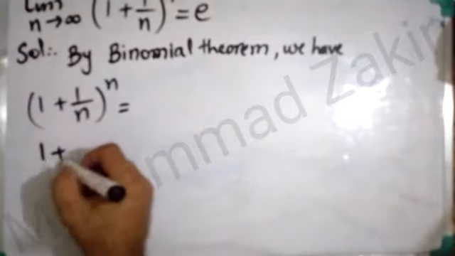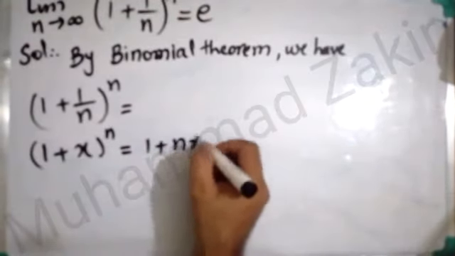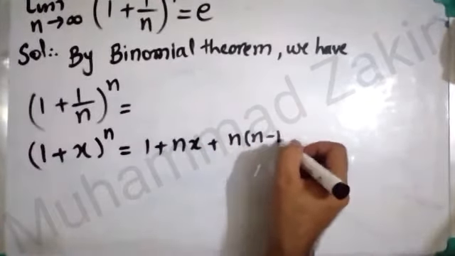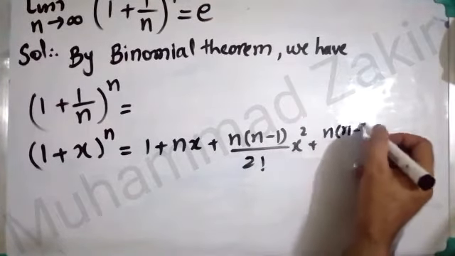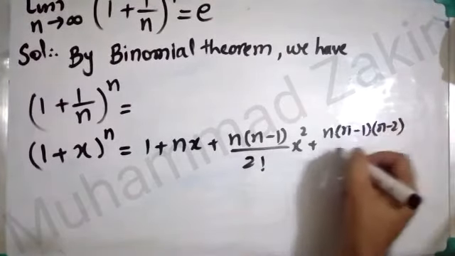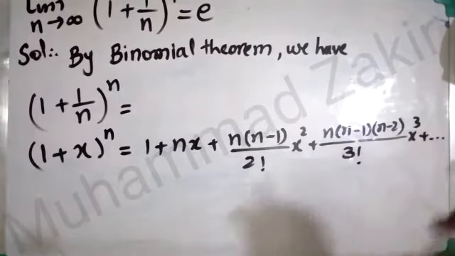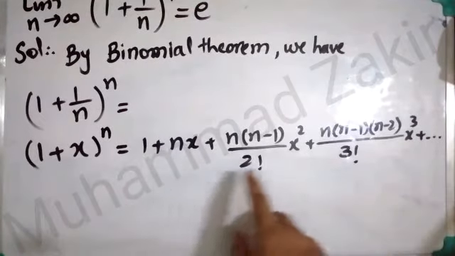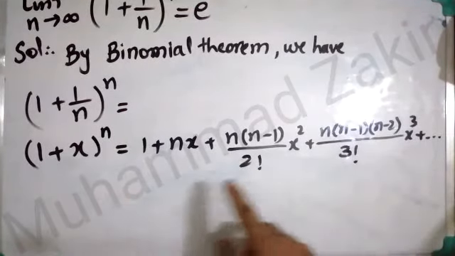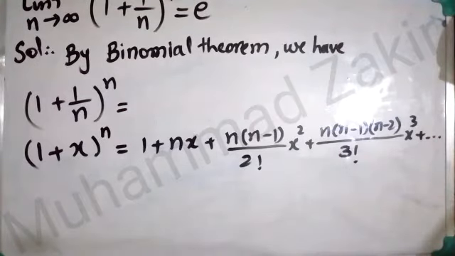binomial series. (1 plus x) raised to power n is expanded as 1 plus nx plus n(n minus 1) by 2 factorial x square plus n(n minus 1)(n minus 2) by 3 factorial x cube, and so on. What is it? It is the binomial series. We studied it in unit 8 part 1. So that series expansion is used here.